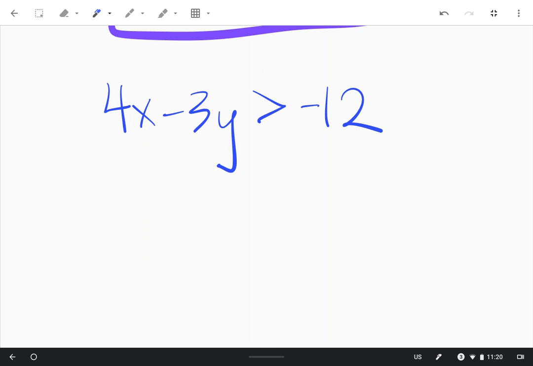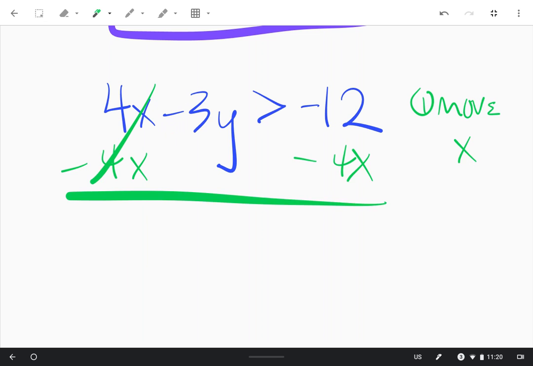So let's say I had negative 4x... 4x minus 3y is greater than negative 12. All right, so again, we're going to do our 2 steps. First step is to move the x. So we're going to move the x by subtracting 4x from both sides. That's going to cancel, leaving me with negative 3y is greater than negative 4x minus 12.